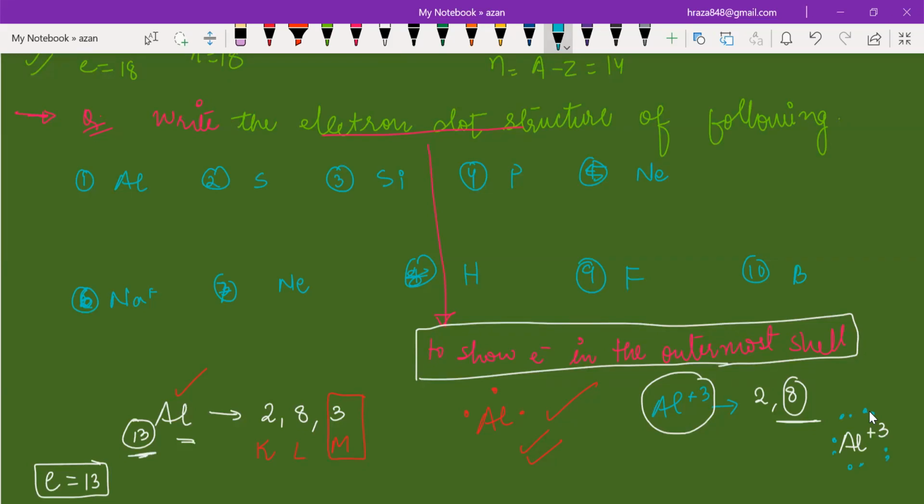Yes, sir. All you need to do is show the electron numbers in the outermost shell. So do for the rest.